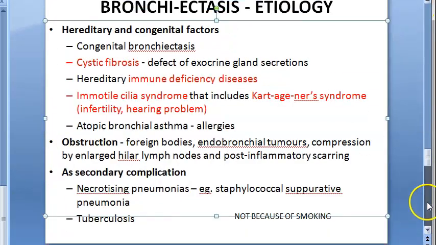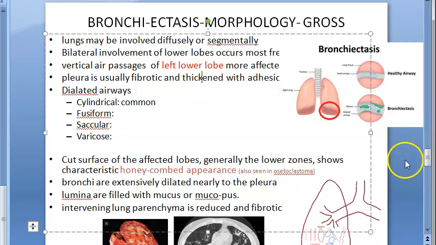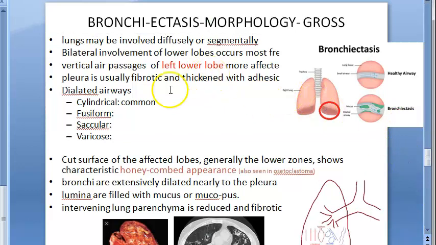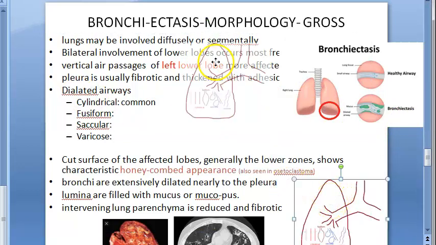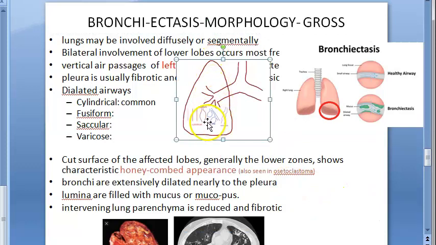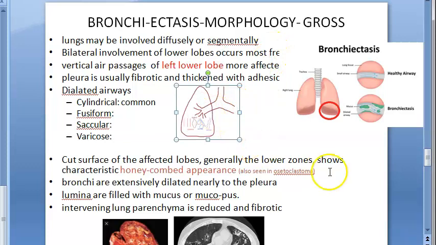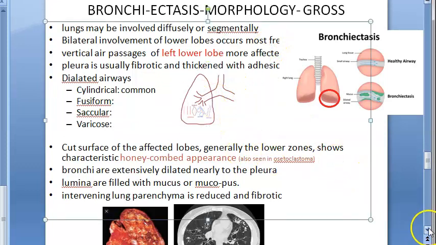Then, gross morphology, you will have to explain that the left lower lobe is affected and the dilated airways can be either cylindrical, fusiform, saccular or varicose type. This you will have to explain and draw also. Then, cut surface, you will see honeycomb appearance. The bronchi are dilated towards the pleura. Lumina can be filled with mucus or mucopus. Intervening lung parenchyma will be reduced and fibrotic.